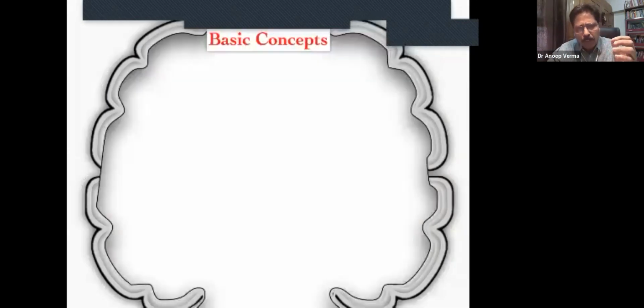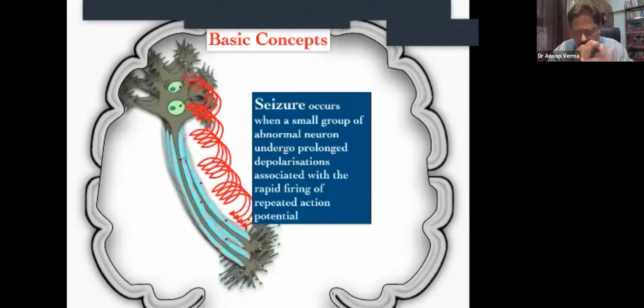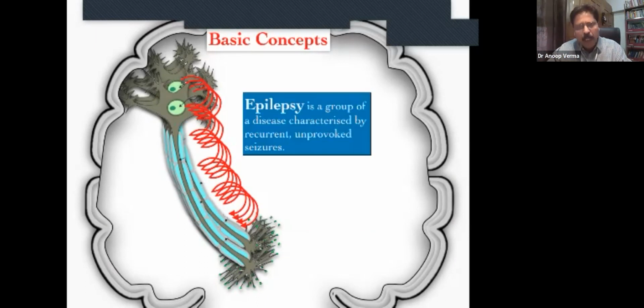Now you have to go to the basic definition of what a seizure is. We know that when a small number of abnormal neurons undergo prolonged depolarization, the impulse is a wave of depolarization associated with rapid firing of repeated action potentials. That is the epileptic seizure. What is epilepsy then? It is a group of diseases characterized by recurrent unprovoked seizures with above 24 hours gap. So this is another important point.